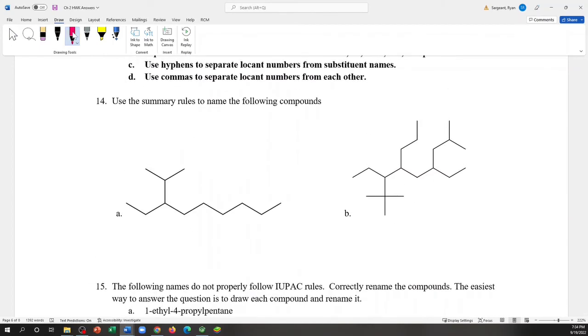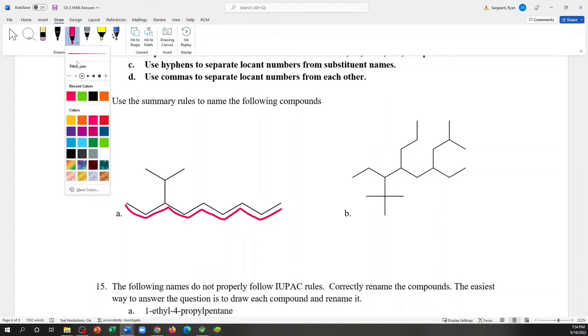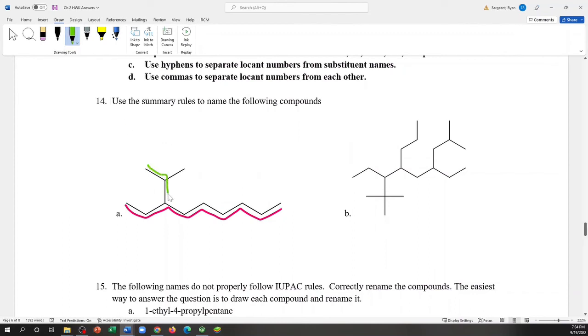All right, so for compound A, let's go ahead and start trying to pick a parent chain. There is this parent chain, 1, 2, 3, 4, 5, 6, 7, 8, 9. Or there is a parent chain that will show in green. 1, 2, 3, 4, 5, 6, 7, 8, 9. So that when I have 2 competing parent chains, I have to choose the parent chain that has the most substituents coming off of it.